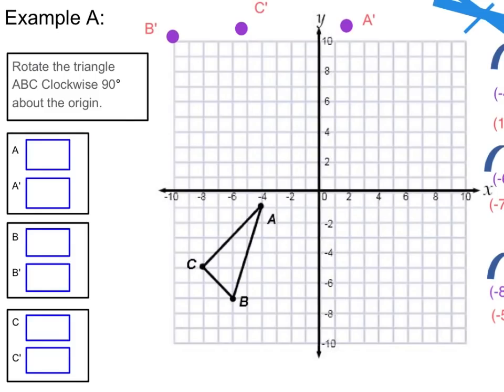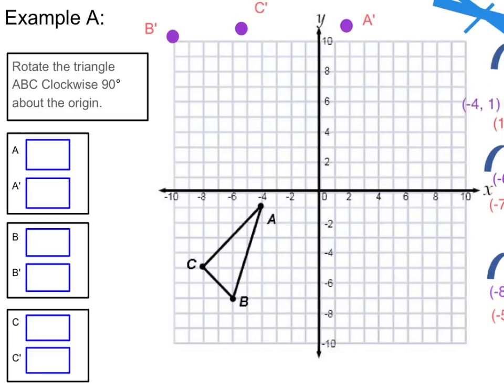So let's take a look at example A. Example A says rotate the triangle ABC clockwise 90 degrees about the origin. So I see that I've got my triangle there on the coordinate plane, and it wants me to rotate it clockwise 90 degrees. I could sit there and take out some tracing paper and trace it over and try to move it, but that's not really the best way to do it. We're going to use what we know mathematically about how to rotate it 90 degrees clockwise. So the first thing I need to do is have my original points.